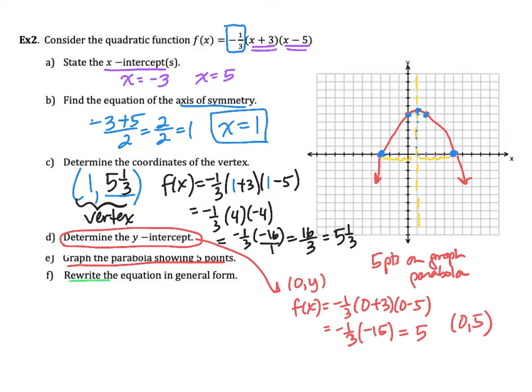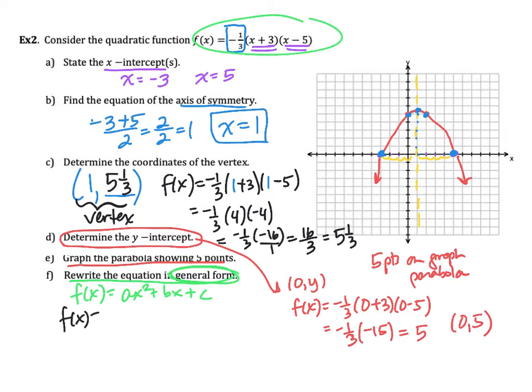Lastly, it says rewrite the equation in general form. General form is ax squared plus bx plus c. So all we're going to do is take that equation and expand it. So f of x equals negative 1/3 times x plus 3 times x minus 5.